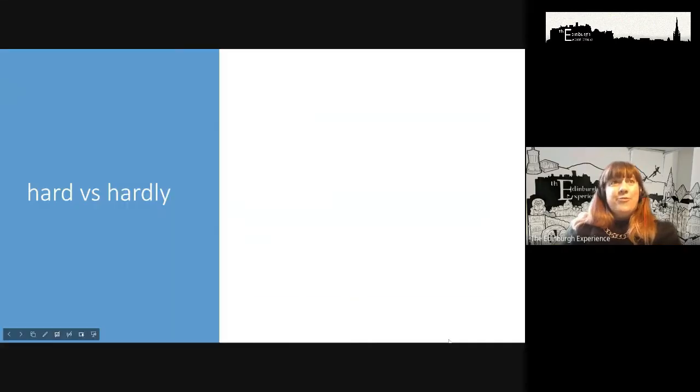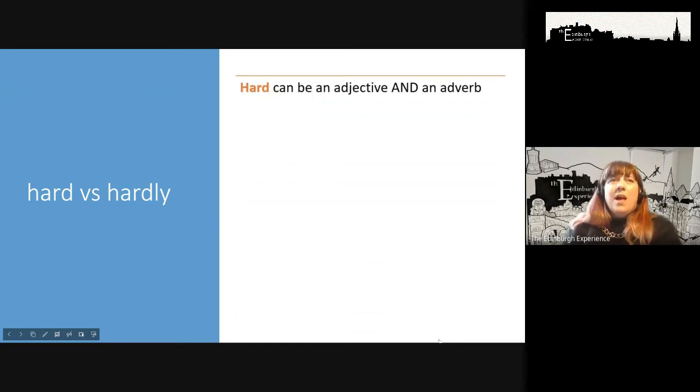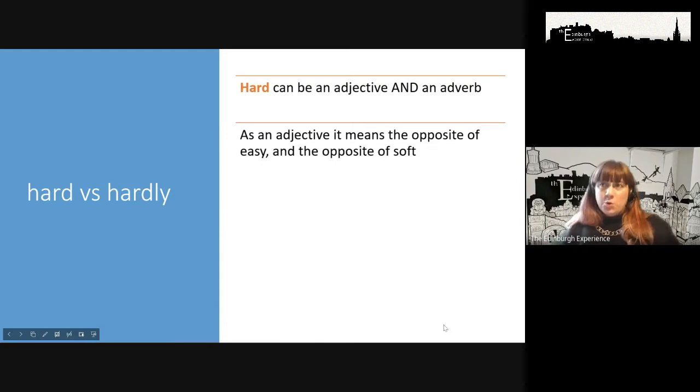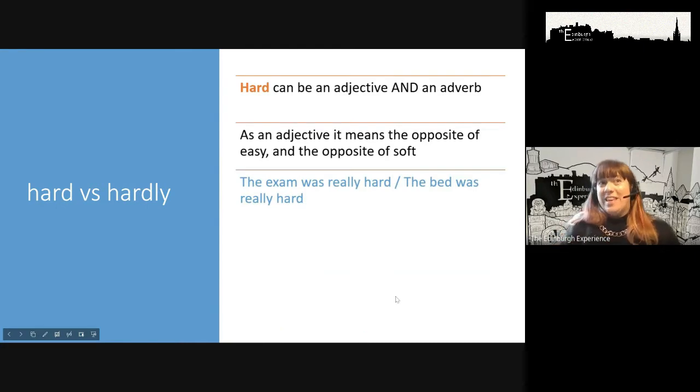Okay, so let's look at the first pair here, hard and hardly. If we talk about hard first, hard can be an adjective, but it can also be an adverb. When we use hard as an adjective, it means the opposite of easy, so difficult. And it can also mean the opposite of soft. For example, the exam was really hard, it was really difficult. The bed was really hard, it wasn't soft.